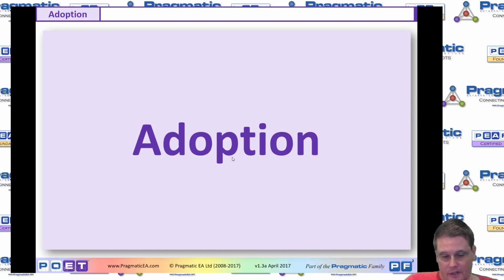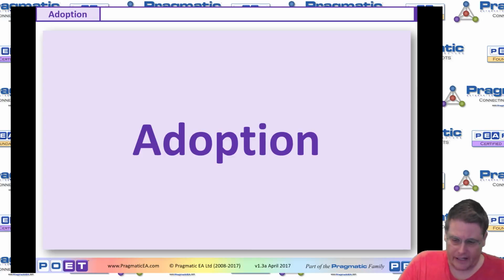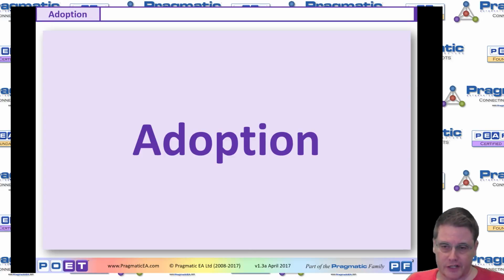So POET and PEAF are frameworks. That means they're an expression of best practice. So they can be viewed as a kind of target as to perhaps what you should be doing and the ways in which you should be doing it. It doesn't mean to say you're going to adopt the whole thing right off the bat. It doesn't mean you're going to adopt the whole thing over time. But it's kind of a potential target state for how to do enterprise architecture.